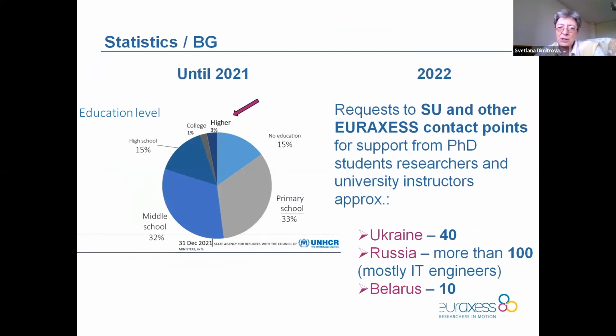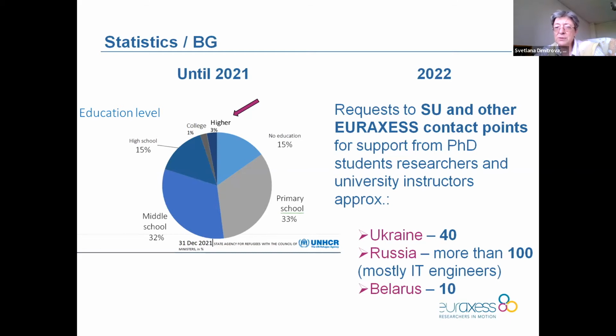What is the situation with researchers? Until 2021, people that arrived and stayed here in Bulgaria with the status were only about 3% with higher education or researchers, any kind of university instructors, for instance.